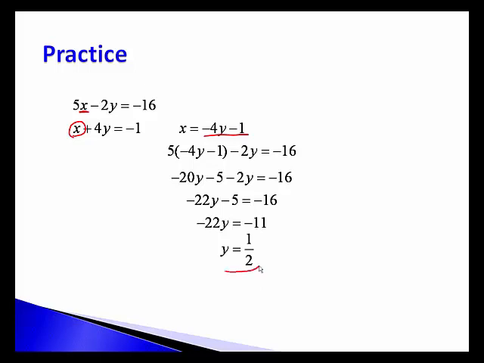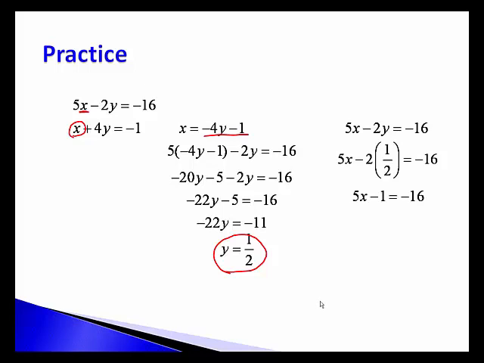We now need to substitute this into either one of the equations to find the value for x. I chose the first equation, and so I substituted my 1/2 in for y. That leaves me with 5x minus 1 is equal to negative 16. I get 5x is equal to negative 15, or x is equal to negative 3. So the solution to the system of equations is x is equal to negative 3 and y is equal to 1/2.